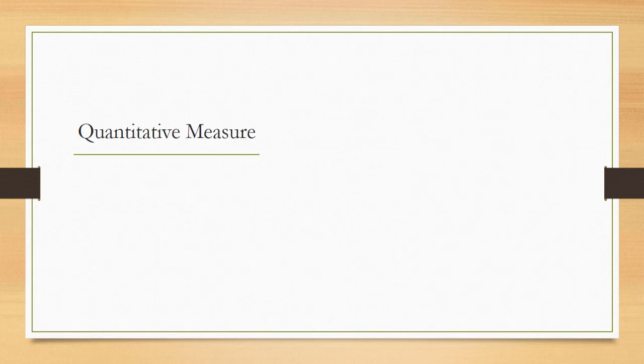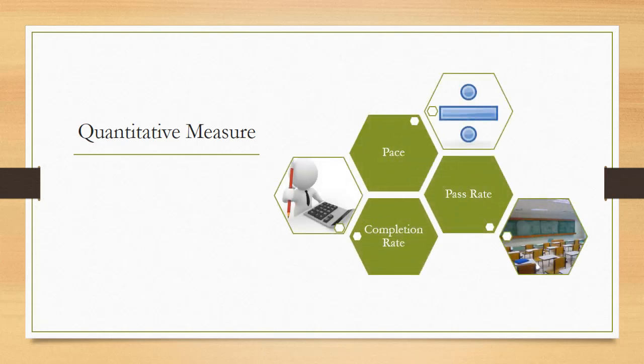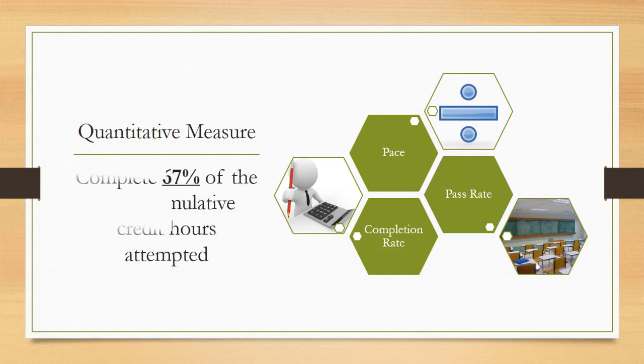The next requirement for SAP is the quantitative measure. You will also hear this called PACE, pass rate, and more often, completion rate. The standard for the quantitative measure is that a student must complete a minimum 67% of the total cumulative credit hours attempted. The percentage is calculated by the number of credit hours completed to the number of credit hours attempted. Withdrawing from courses and failing courses will affect the completion rate. This can be the most difficult to understand, so we will explore a few examples.